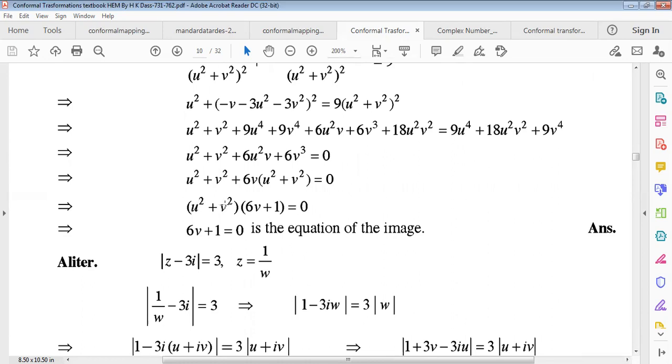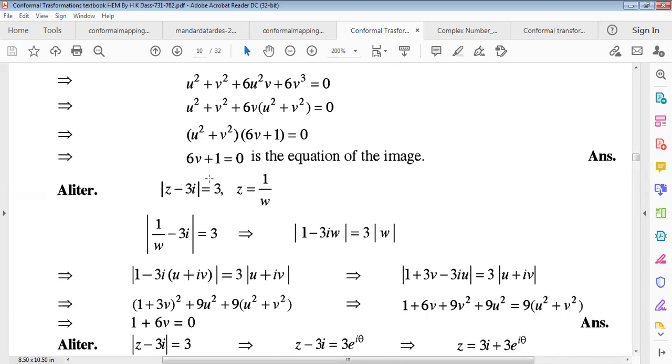Because U square plus V square can never be 0, a sum of squares can never be 0, this is why 6V plus 1 will be 0. So 6V plus 1 equals 0 is the equation of the image. This is the required equation for the image.